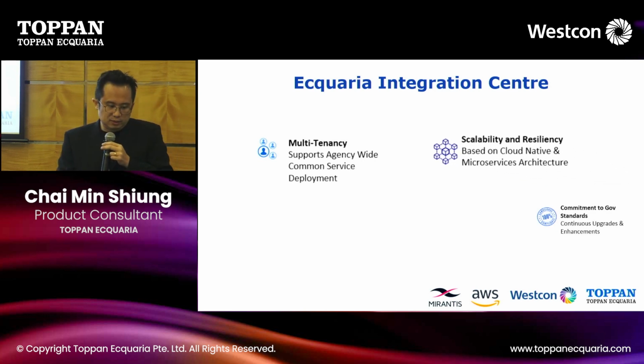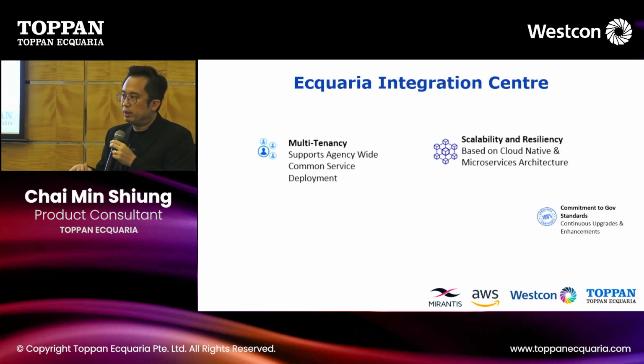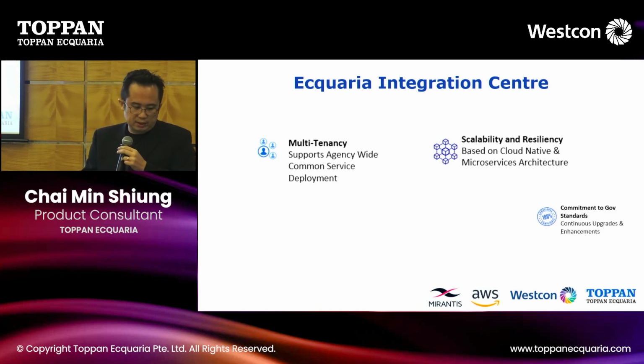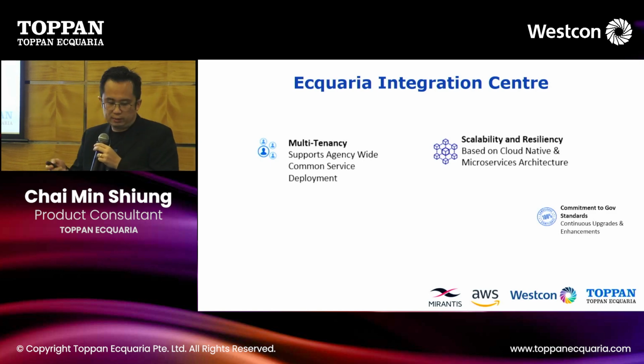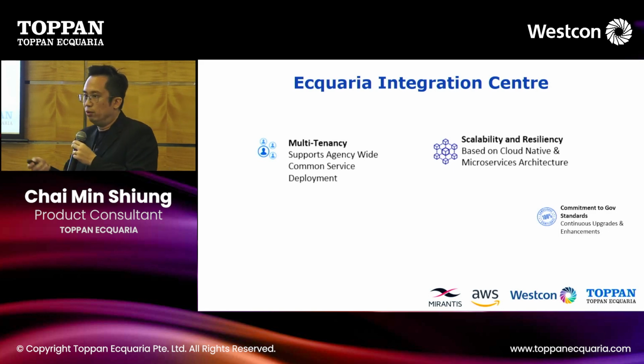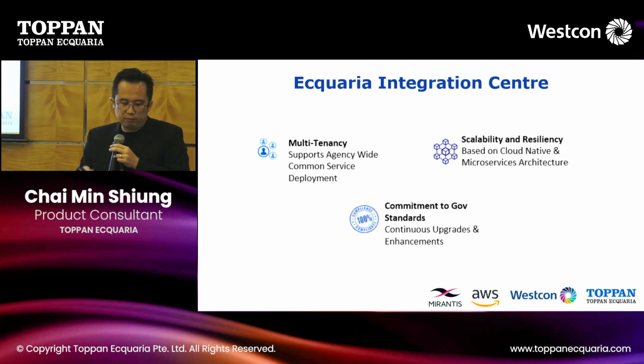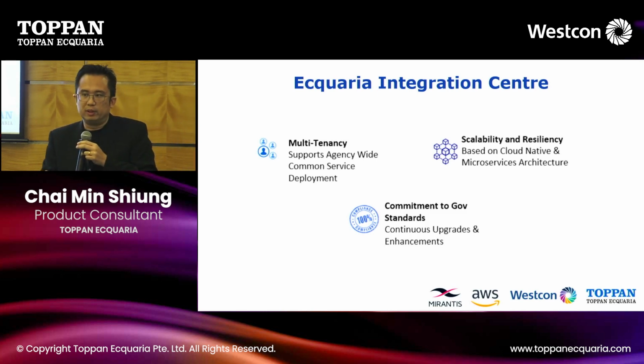Next, EIC is also designed to be scalable. What it means is that it is designed to be cloud native and using microservice architecture. So it can be deployed as containers. This means that it is scalable with no downtime, and it can be deployed on both your government cloud as well as your on-prem data centers. And finally, we are committed to continue to upgrade and enhance it in order to be government compliant.